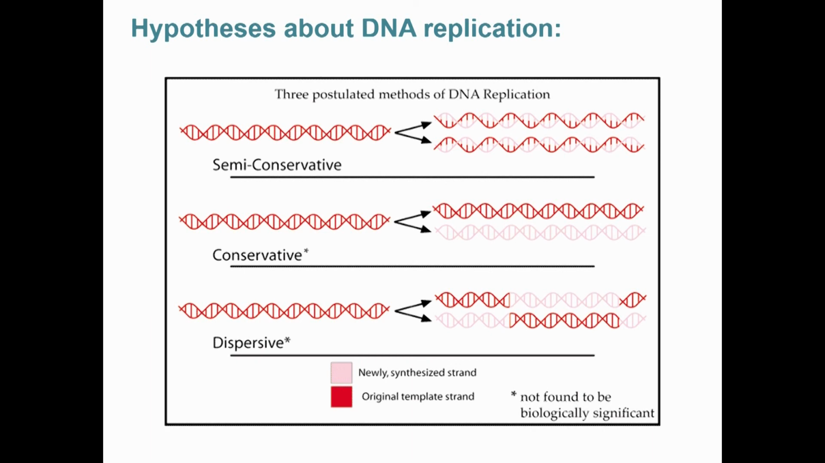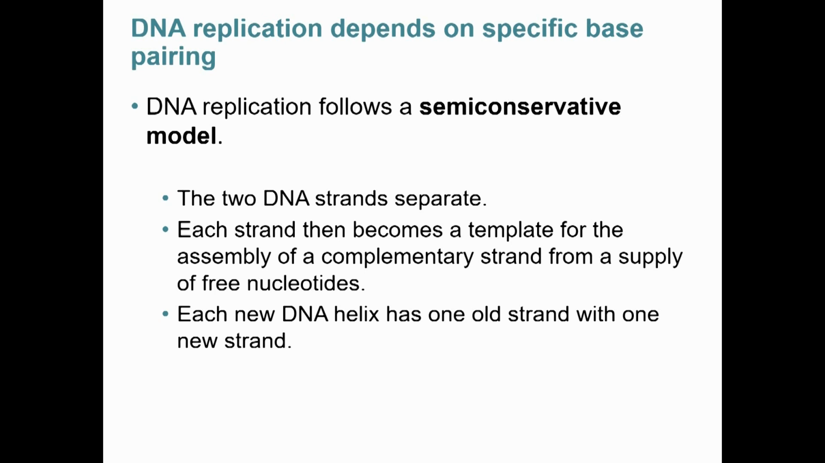It's now known that DNA replicates through the semi-conservative model. This means that the 2 DNA strands separate. Each strand then becomes a template for the assembly of the complementary strand, and each new DNA helix has 1 strand with old DNA and 1 strand made of new DNA.